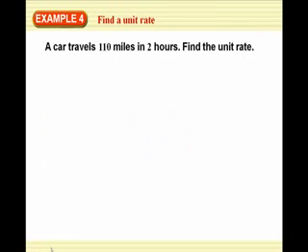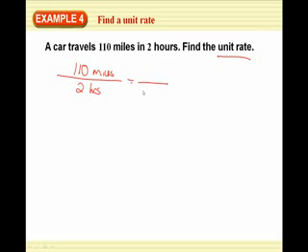Okay, example 4, finding a unit rate. A car travels 110 miles in 2 hours. Find the unit rate. Now remember, in the definition, a unit rate means we want the rate to have a 1 on the bottom. As of right now, we have 110 miles in 2 hours. So basically what we want to know is how far will it go in 1 hour.